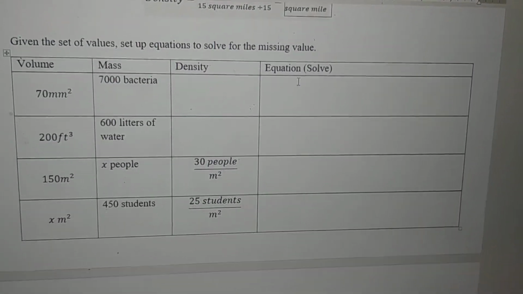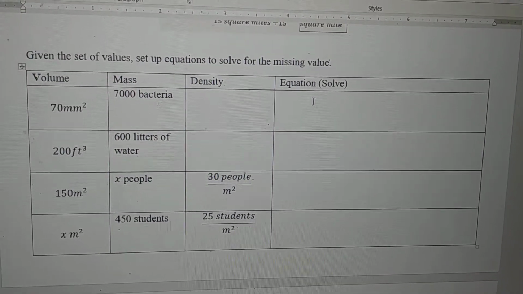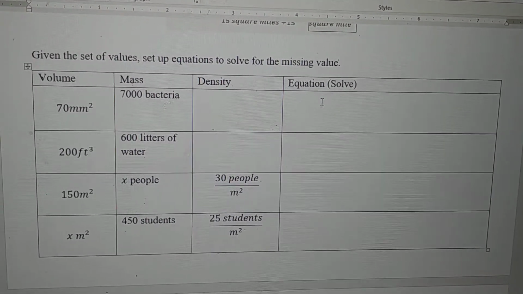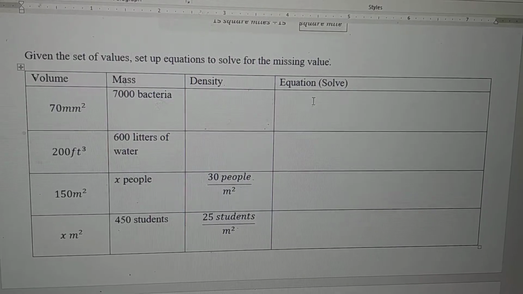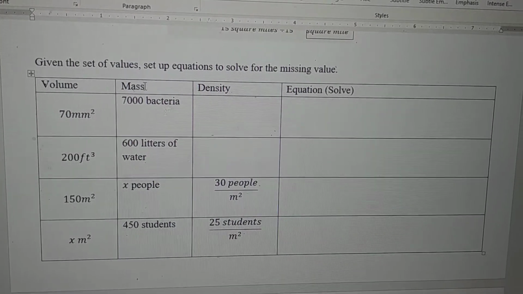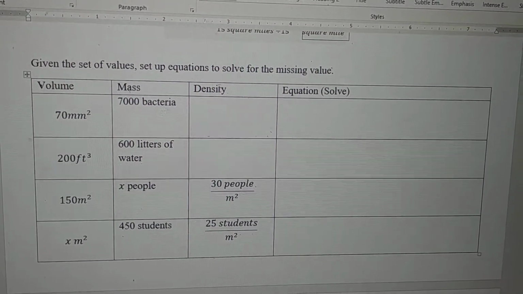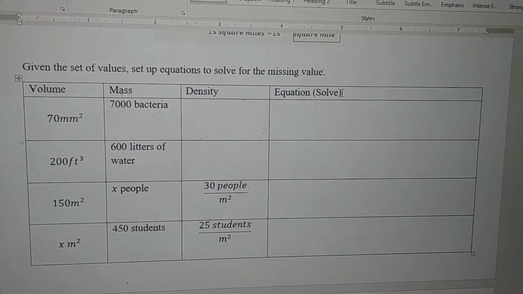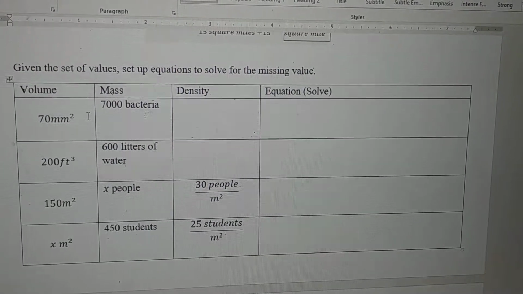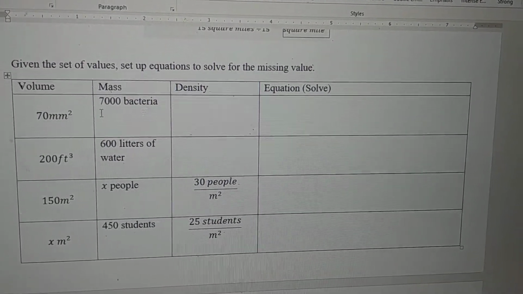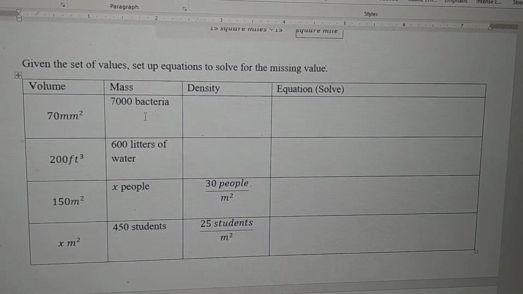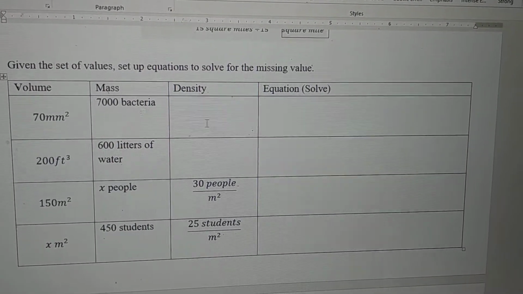Now on the following piece of this worksheet, I have given a set of values, and we set up equations to solve for the missing value. We're given the volume on this side, the mass on this side, the density on this side, and here's where we write our equation and solve it. For the first one, we're given 70 square millimeters with a mass of 7,000 bacteria inside those 70 square millimeters. We want to find the density.